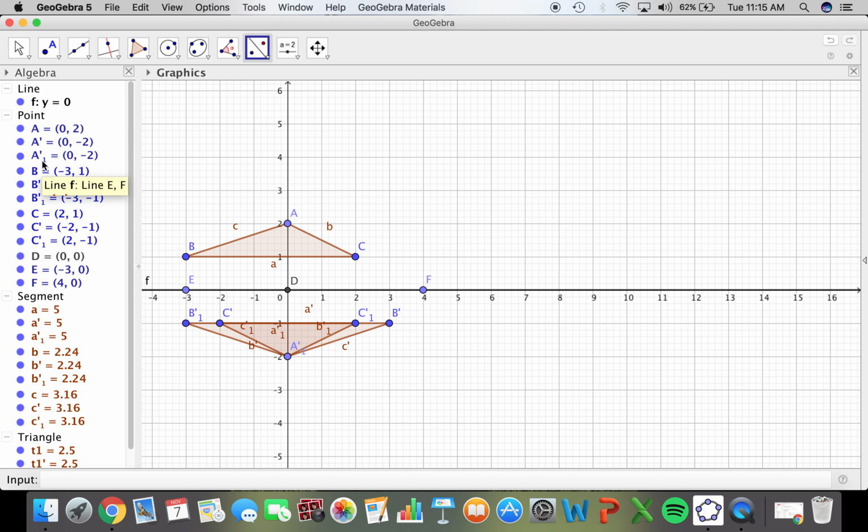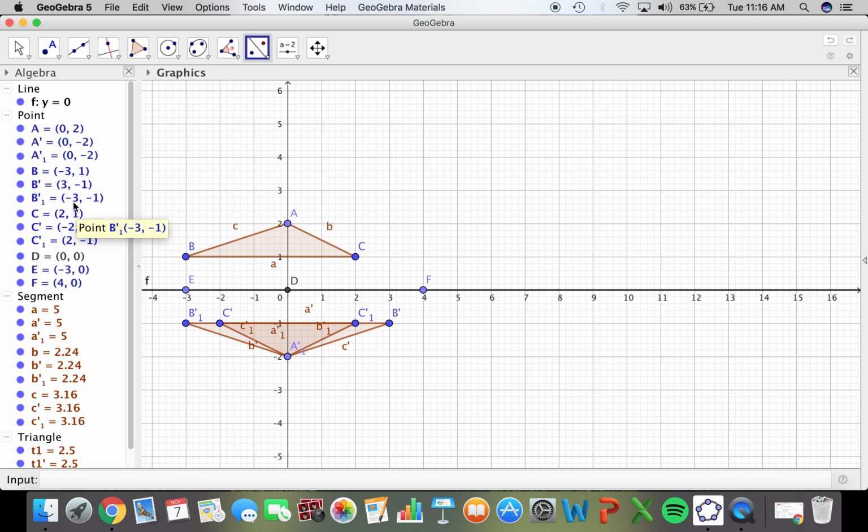And this new triangle is A prime 1, B prime 1, and C prime 1. And we can see that A prime 1 has points at 0, negative 2, B prime 1 at negative 3, negative 1, and C prime 1 at 2, negative 1. It just so happens that point A prime and A prime 1 are both at 0, negative 2. But we see that B prime 1 is at negative 3, negative 1, and C prime 1 is at 2, negative 1.